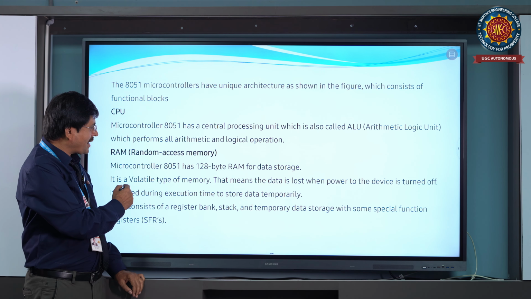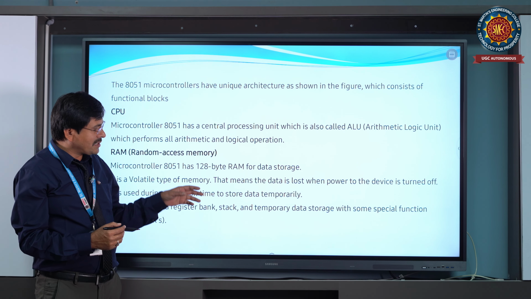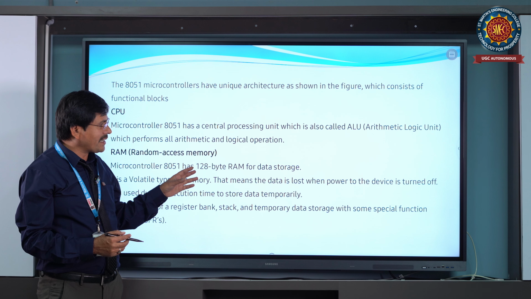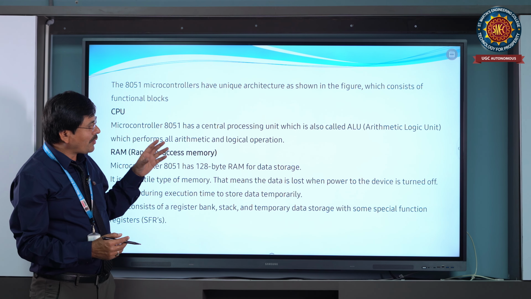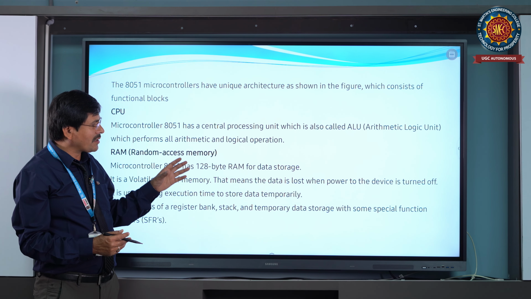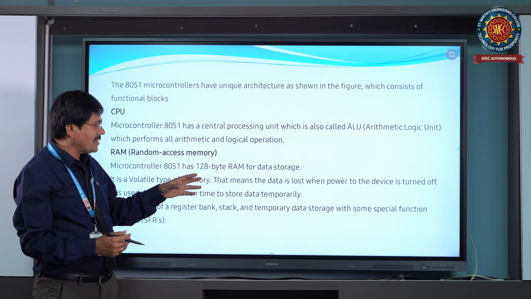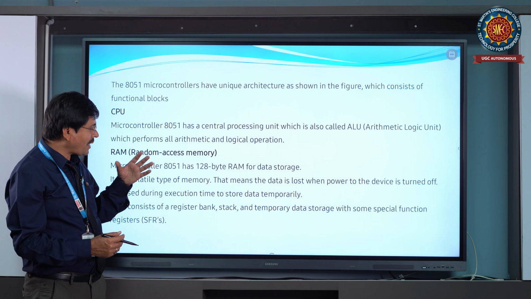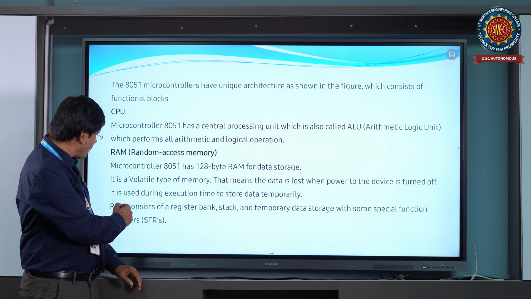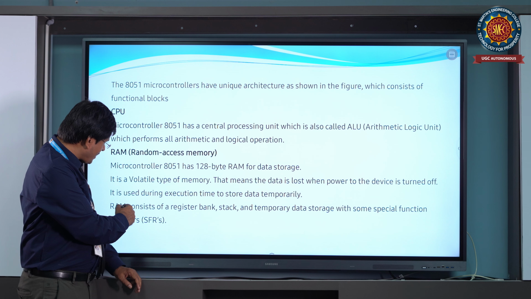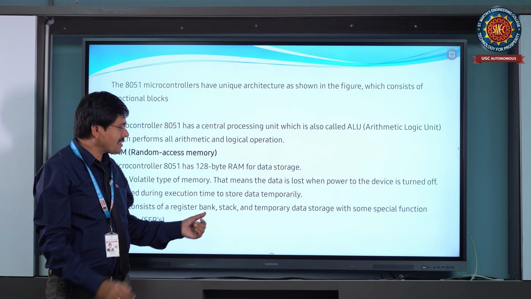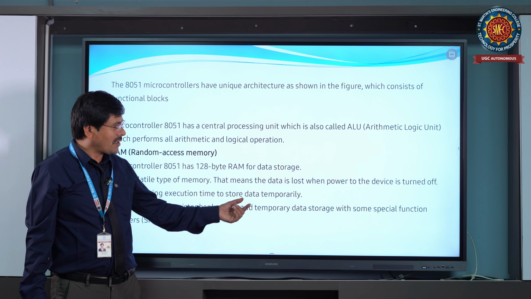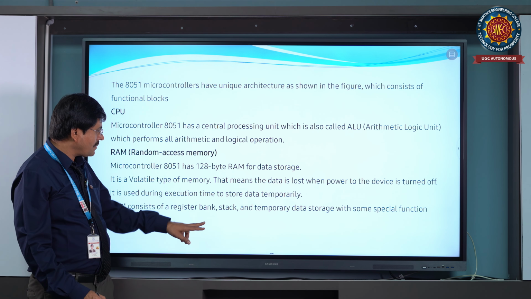And it is a volatile type of memory. It is non-permanent memory. Volatile is nothing but non-permanent storage of data. If the power is turned off, the data is destroyed. So that is volatile memory. Random access memory consists of registers, banks, and temporary data storage elements, which are the special function registers.